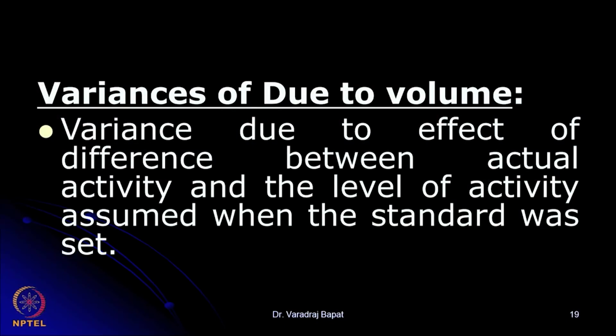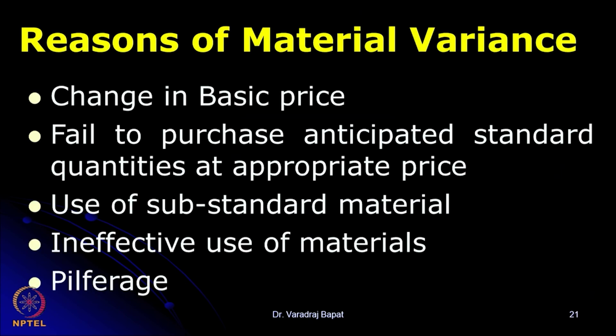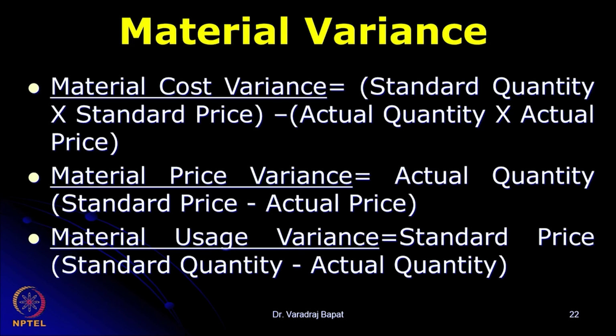Now coming to the causes of variances, we know that it can be broken down into three main causes: efficiency related, price related and volume related. Of that, volume related is mostly applicable to fixed overheads. For variable costs like material, labor, there are two major causes: efficiency related and price related. Then we had discussed these simple formulas to break down the material variances into its causes.